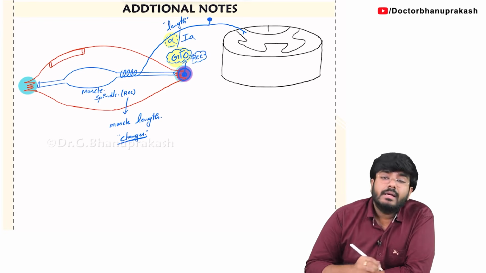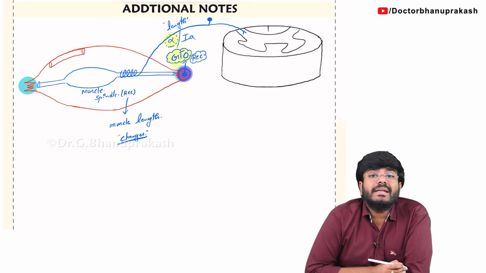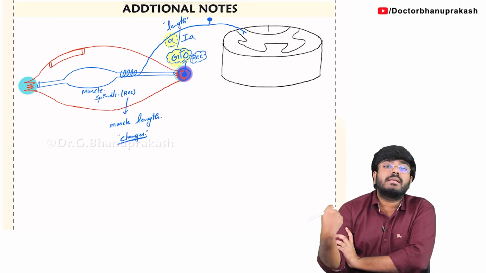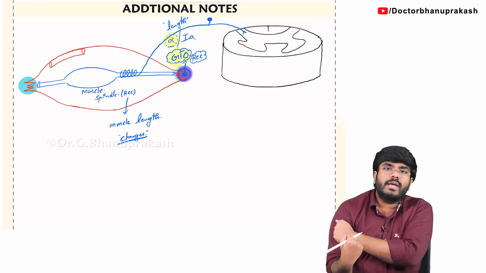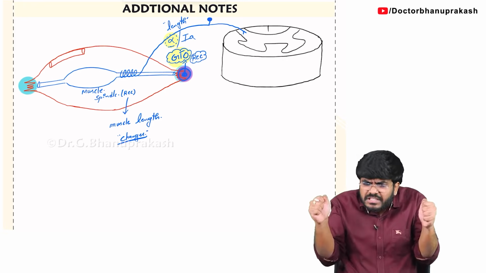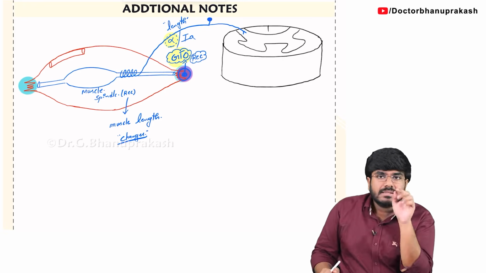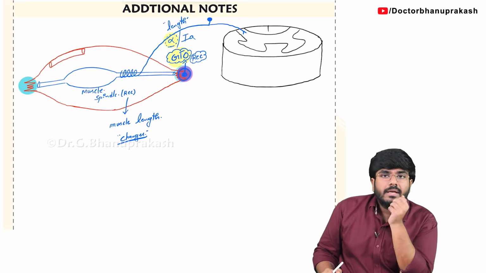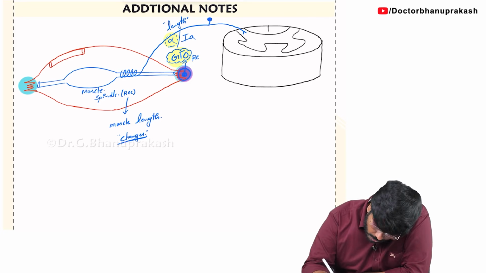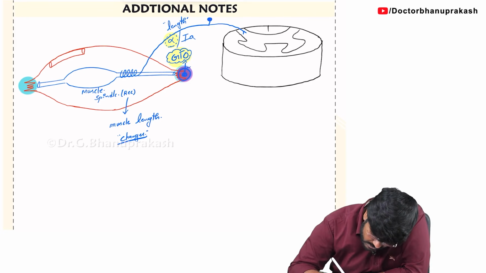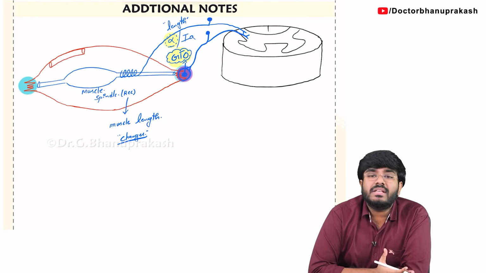Now what will it detect? These Golgi tendon organs are going to detect the tension on the muscle. How much tension pull is there on the tendons? Is it more or less? Is it okay or is it exceeding? So how much tension pull is there on the tendons is detected by the Golgi tendon organ. Being a receptor, definitely it has to give sensory information to the central nervous system. So from the Golgi tendon organs, one more sensory neuron is taking this information to the central nervous system, about how much tension pull is there on the tendons.